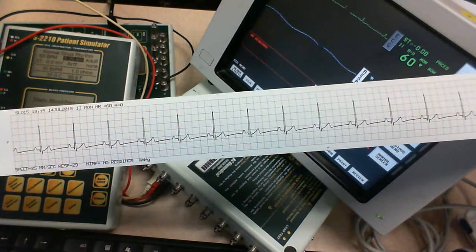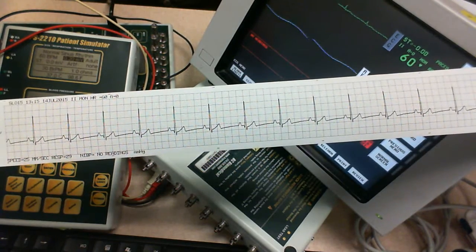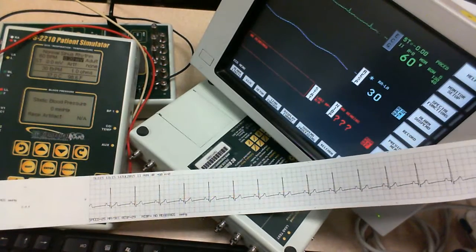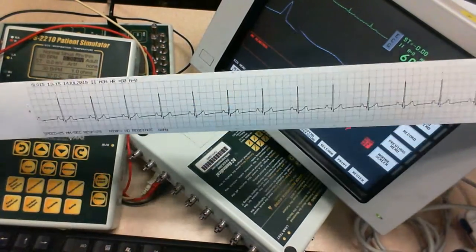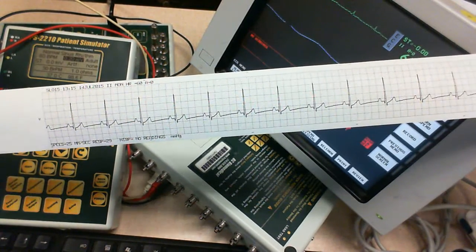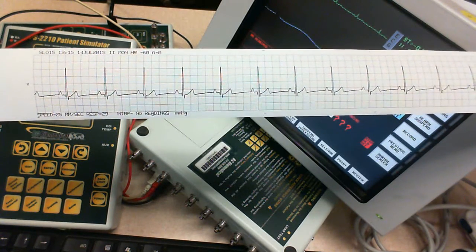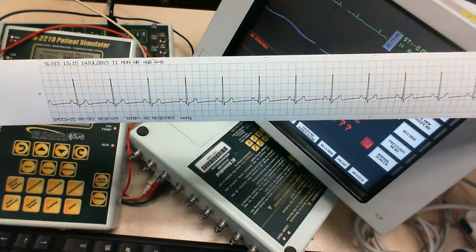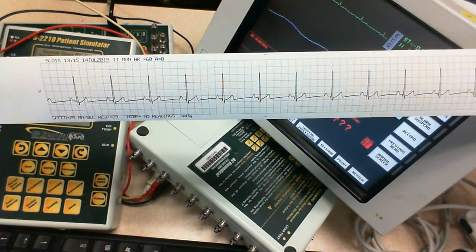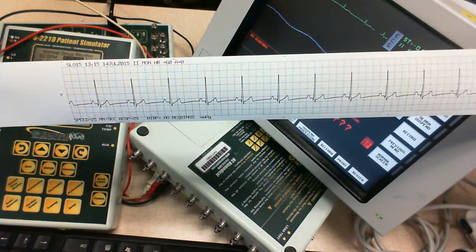My beat is 60 beats a minute. How many beats a second is 60 beats a minute? That's one, right? So one beat per second means that I've got a good measurement of my print speed here, just simply by looking at how many boxes there are in between each QRS. This only really works for 60 and multiples of 60.